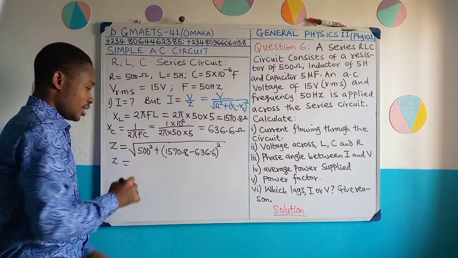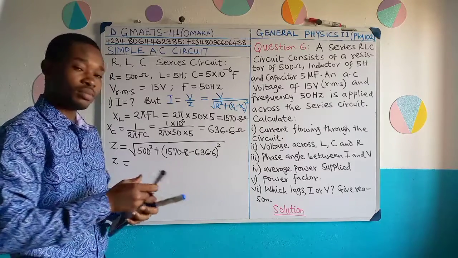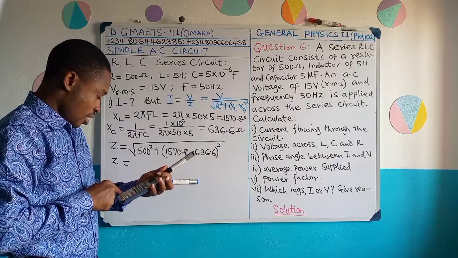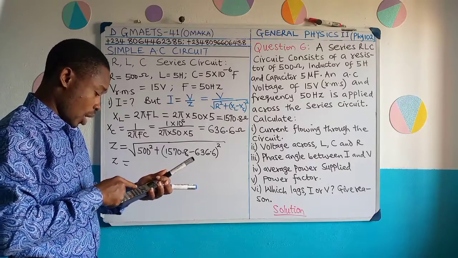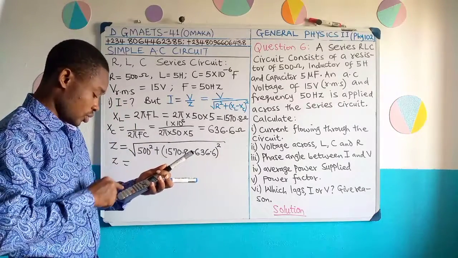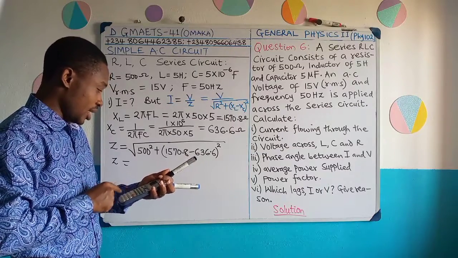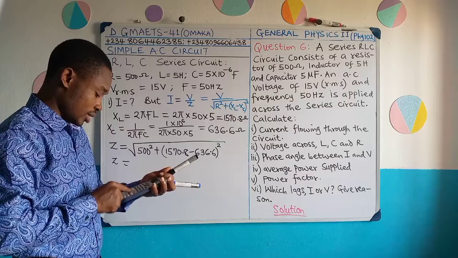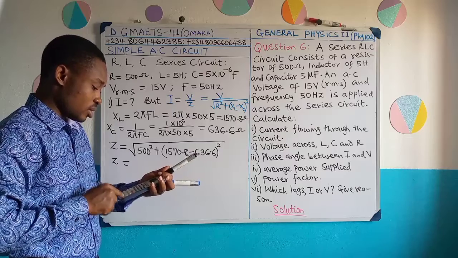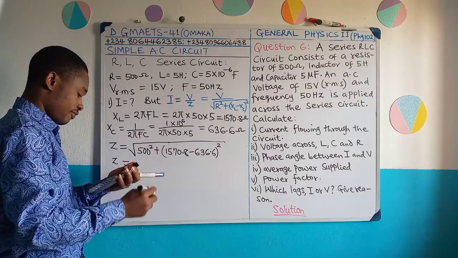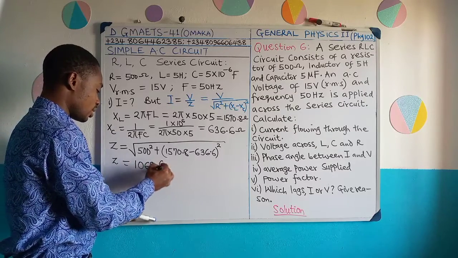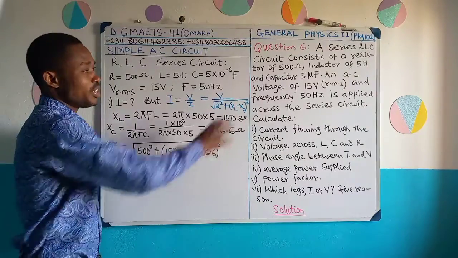So Z here, let's see what it will give us. Square root, I will open brackets, put 500, then square it. Put plus, I will open another bracket because I won't get the answer at once. 1570.8 minus 636.6, close bracket, I go square it, then close another bracket. So what did it give me now? 1059.6 approximately. 1059.6 ohms. Now this one is the impedance for this circuit.